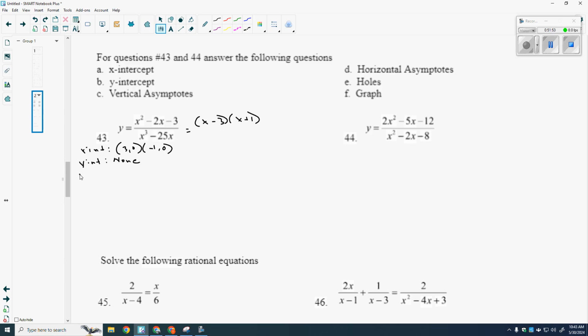Vertical asymptotes. Values for x that make the bottom 0. Let's factor. When I factor out an x, I get x squared minus 25. We've done that so many times that this is super easy factoring. I get x plus 5, x minus 5. What makes the bottom 0? X equals 0, x equals 5, x equals -5.